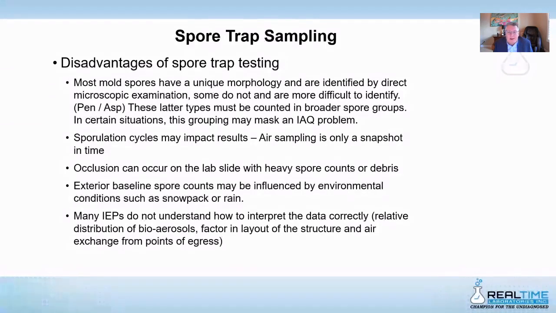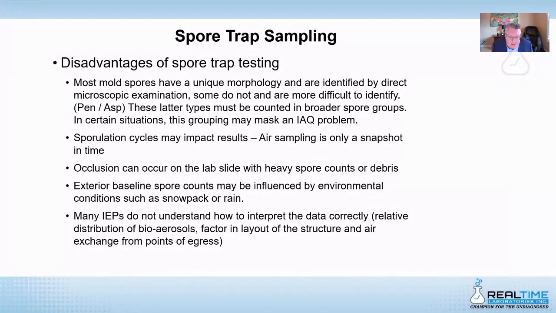Also, rain. Rain will, when you have lighter spores, xerophilic molds like Aspergillus and Penicillium, the rain will wash them out. And so therefore your exterior baseline will have less Pen/Asp than what it would otherwise. Conversely, when you have molds that actually sporulate during rain cycles like basidiospores, you're going to wind up having an elevation of basidiospores on your sample. So just be aware that your exterior baseline can be influenced by the environment.